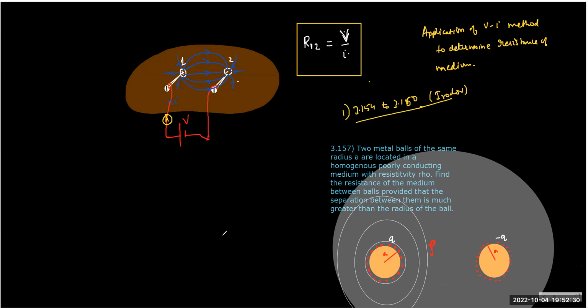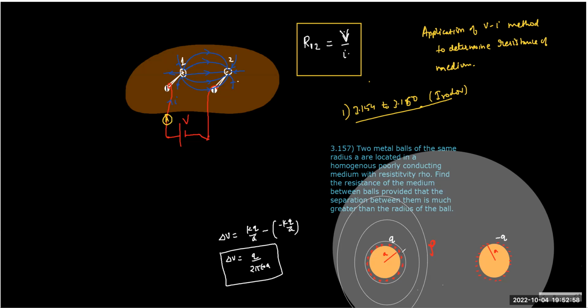We know the formula for potential difference. So delta V is how much? For the left sphere, the potential is KQ by A. Minus the right sphere, which is minus KQ by A. So delta V turns out to be Q by 2 pi epsilon naught A, right?